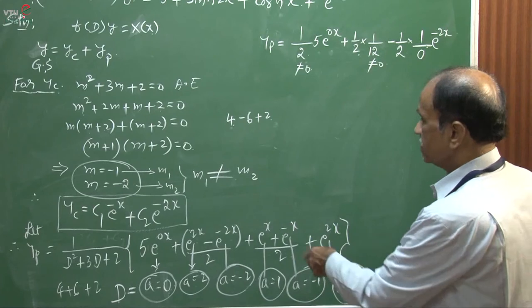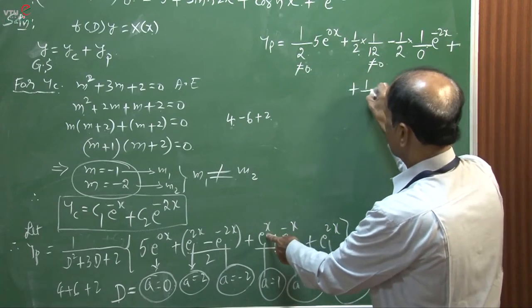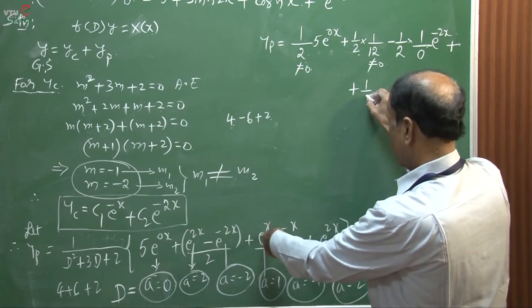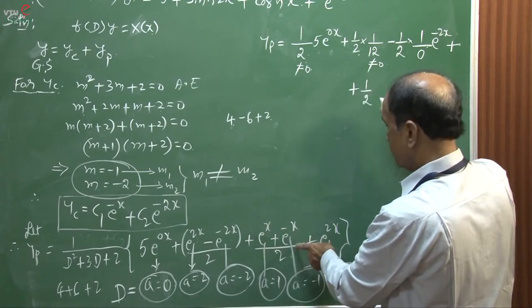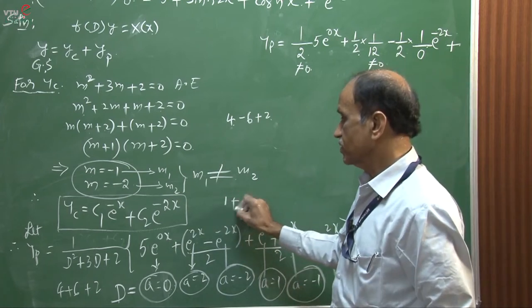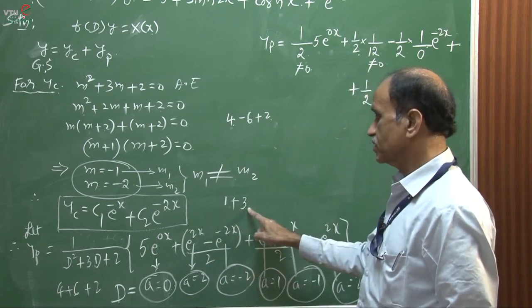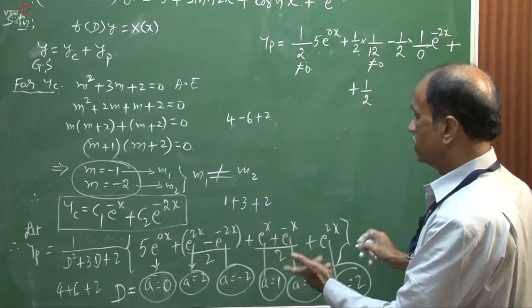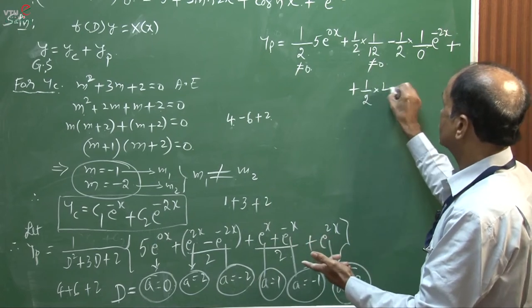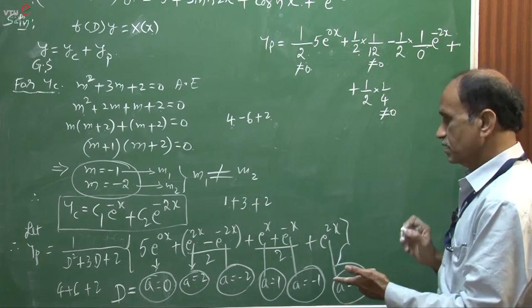And the next term is a = 1, that is plus (1/2). There, substituting D = a = 1, we get 1 + 3 + 2, that is 3 + 1 = 4. It is 1 divided by 4. This is not equal to 0.